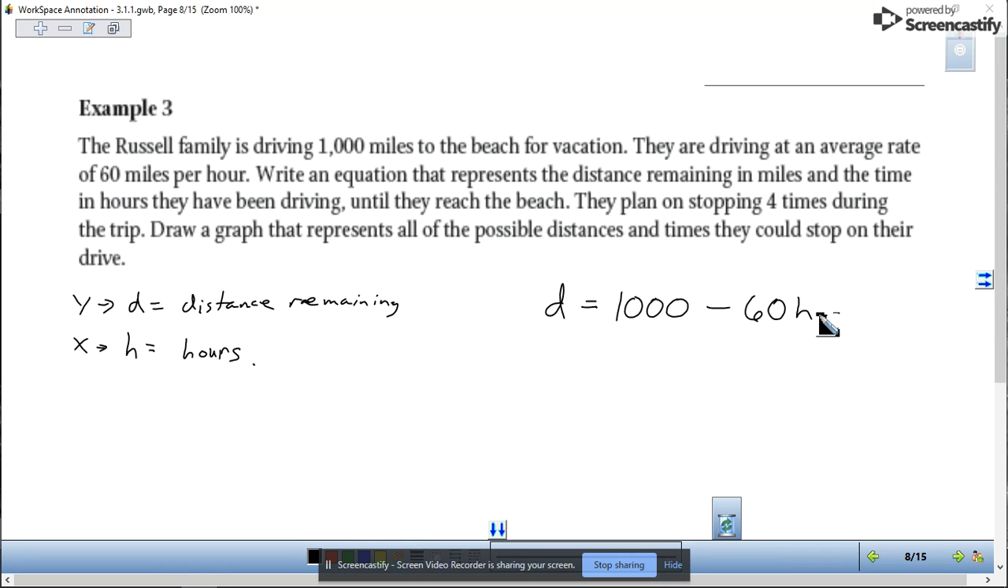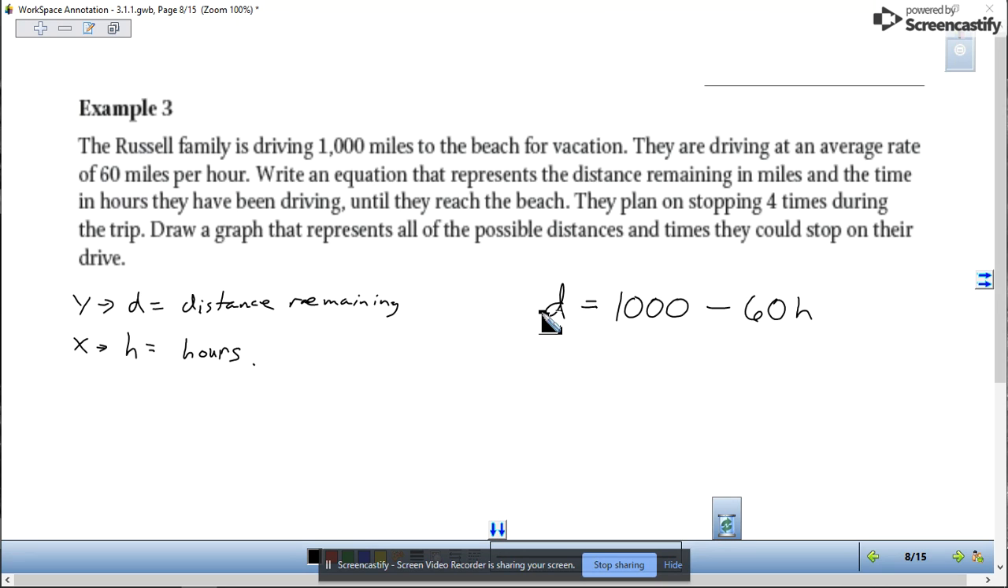Does it make sense to graph this in 4 quadrants? Or would you want to only graph it in the first quadrant? Hoping that you're thinking in your head, we need to graph the first quadrant. The reason being is you can't travel negative hours, and you can't have a negative distance left. Once you hit 0, you're there. So we only need the first quadrant here, and since my numbers are bigger, I'm going to make a bigger graph.